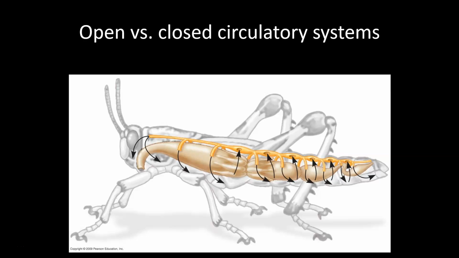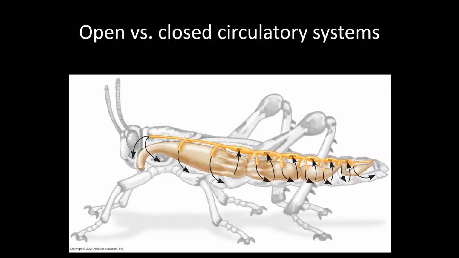So again, for closed, the blood stays inside the blood vessels. The blood vessels form a continuous loop from the heart and then back to the heart. I do also want you to mention organisms that have each of those. So for an open circulatory system, an example of that would be any arthropod. That's A-R-T-H-R-O-P-O-D. A grasshopper is an example of an arthropod, but so is any insect or spider or things like that.